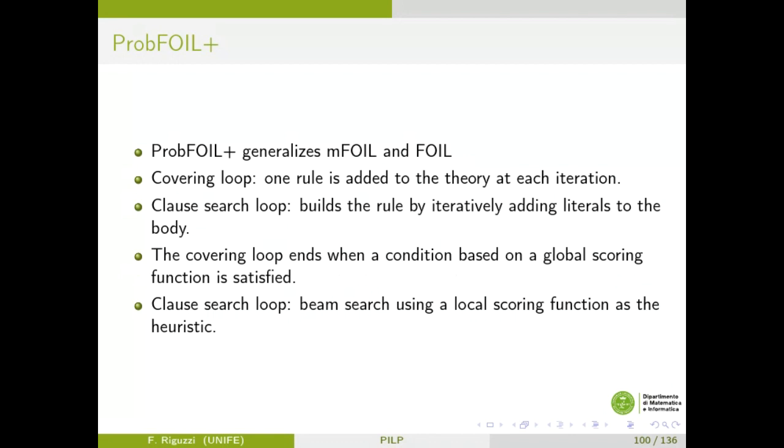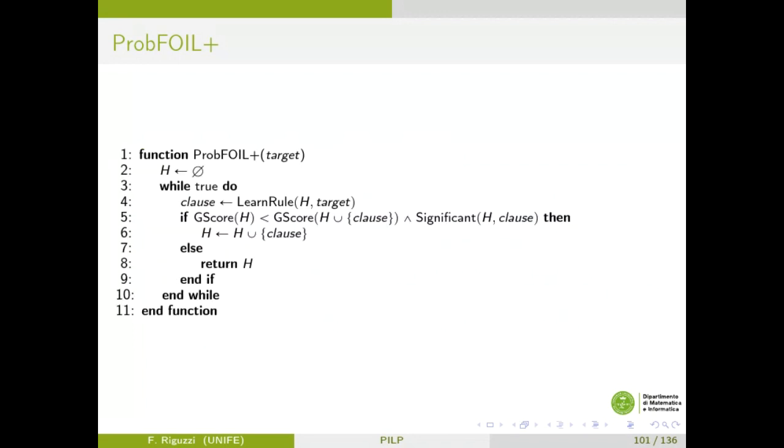ProbFoil Plus generalizes m-FOIL and FOIL and performs a covering loop and a clause search loop. In the covering loop, it adds a rule at a time to the theory, and in the clause search loop, it searches the space of clauses by iteratively refining the body. The covering loop ends when a condition based on a global score function is satisfied, and the clause search loop ends when a local scoring function is satisfied. So the whole algorithm is this one. You perform a cycle where you learn a rule and you evaluate the score of the theory with the rule or without, and if the score improves and the clause is significant, then you keep the clause in the theory and you repeat. Otherwise, you stop and you return the current theory.